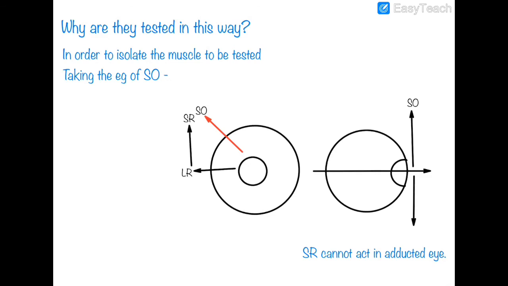So in this case, to test the superior oblique, the examiner asks the subject to adduct his eyeball, that is to look medially. And in this condition, as we have seen, the superior rectus cannot act, because in the adducted eye the axis shifts towards the medial side, and since the superior rectus in normal position turns the eyeball upwards and medially, it is not able to act in the adducted eye. And here now we get only the superior oblique which can turn the eyeball upwards. So this is how the examiner isolates the muscle and then tests them.